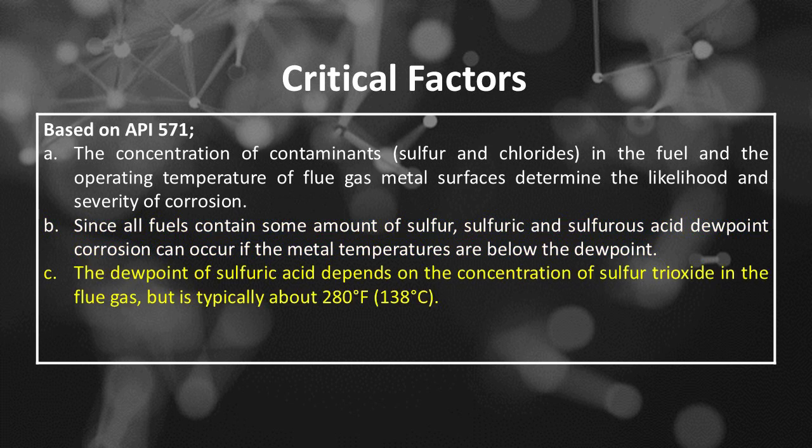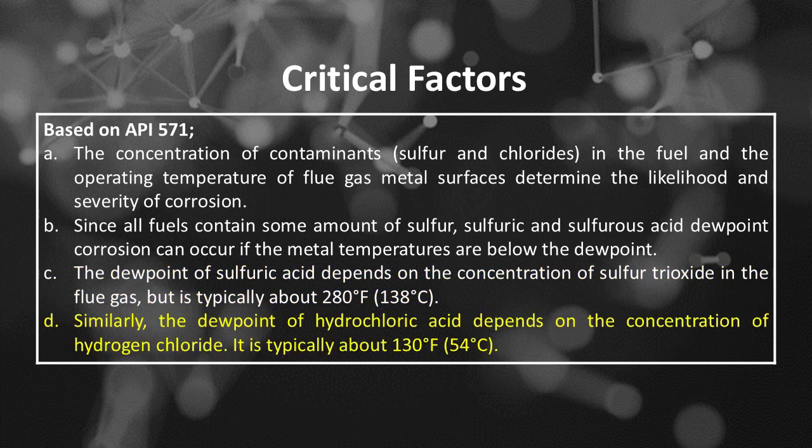Number C, the dew point of sulfuric acid depends on the concentration of sulfur trioxide in the flue gas, but is typically about 280 degrees Fahrenheit, 138 degrees Celsius. Number D, similarly, the dew point of hydrochloric acid depends on the concentration of hydrogen chloride. It is typically about 130 degrees Fahrenheit, or 54 degrees Celsius.